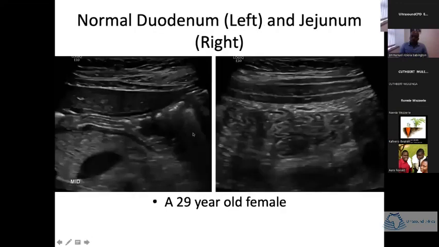So here we have a 29-year-old female patient with normal appearance of the duodenum and the jejunum. This is the distal stomach, the pyloric antrum, that then leads towards the first part of the duodenum. So you can see the wall of the distal part of the stomach. The duodenum.